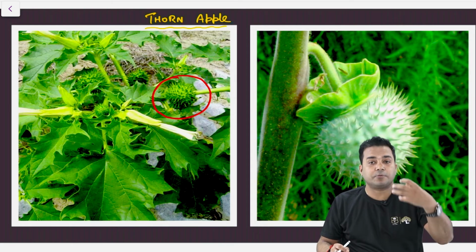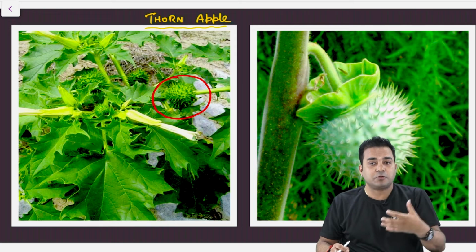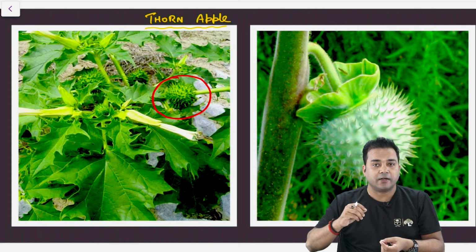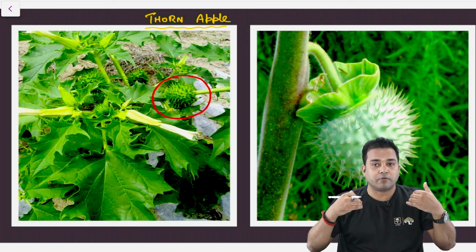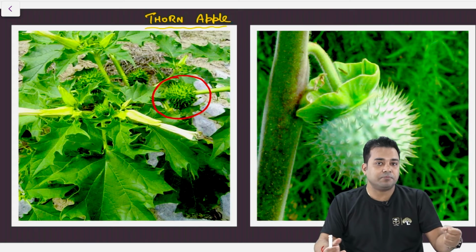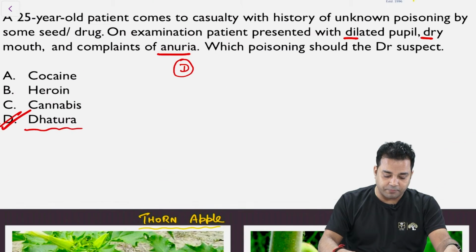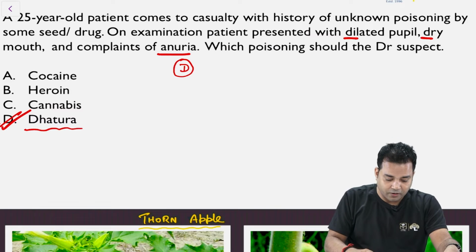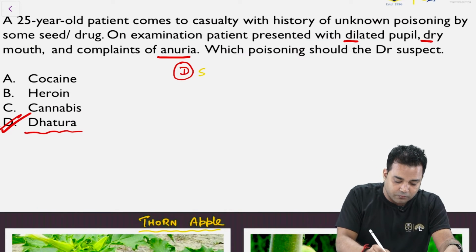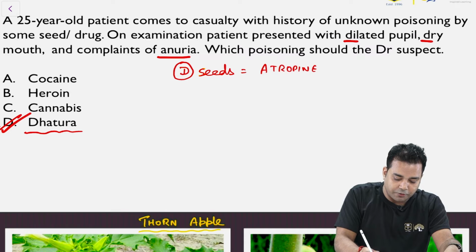Stupefying nature means the person will become unconscious if someone consumes about 50 to 60 seeds of Datura. If it is mixed to someone's drink and given to the person, yes, the person will become unconscious for a while, and then he will be robbed of his valuable items. That is why it is called railway platform poison or road poison. Now, what is the active principle of Datura seeds? Active principle of Datura seeds is atropine, hyoscine and hyoscyamine, which we know.